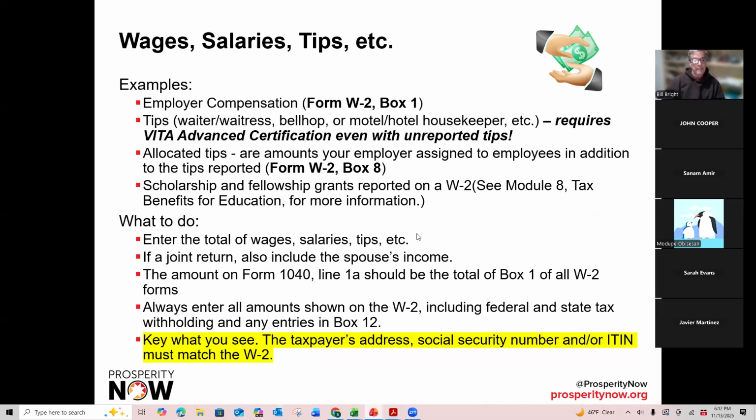Again, you're entering wages, tips, etc. Make sure the spouse's income. Key what you see. That last one's very important. Taxpayer's address must be matching what's on the W-2 that they got. So if they move during the year, there could be multiple different addresses. So the W-2 has to match what the address was on that W-2, not their current home address.